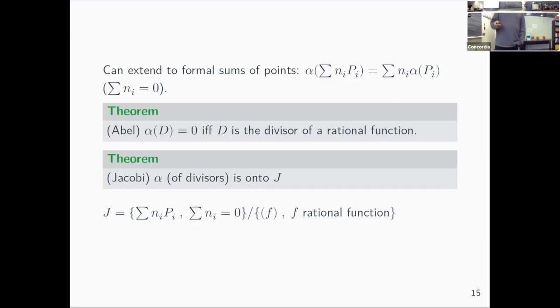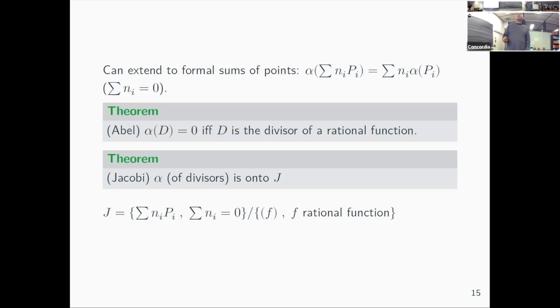This is a theorem of Abel that alpha of D is 0 if and only if D is a divisor of a rational function. So the divisor of a rational function means you take a function on the curve, and usually this function will hit infinity and 0 at certain points, and you take these 0s and infinities according to how many times it's hit. So if it has a 0 of high order, you take this point with this order. If it has a pole of high order, you take the point with the negative of that number. And then Jacobi actually shows that alpha is onto J.